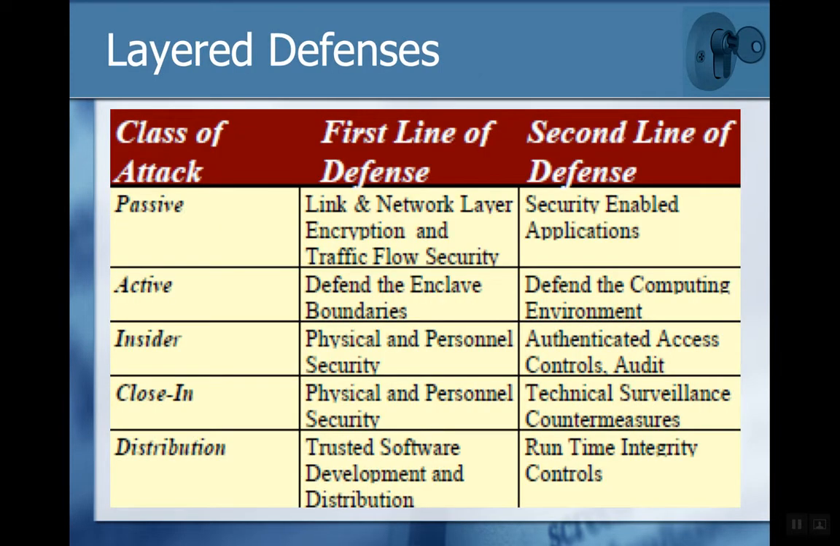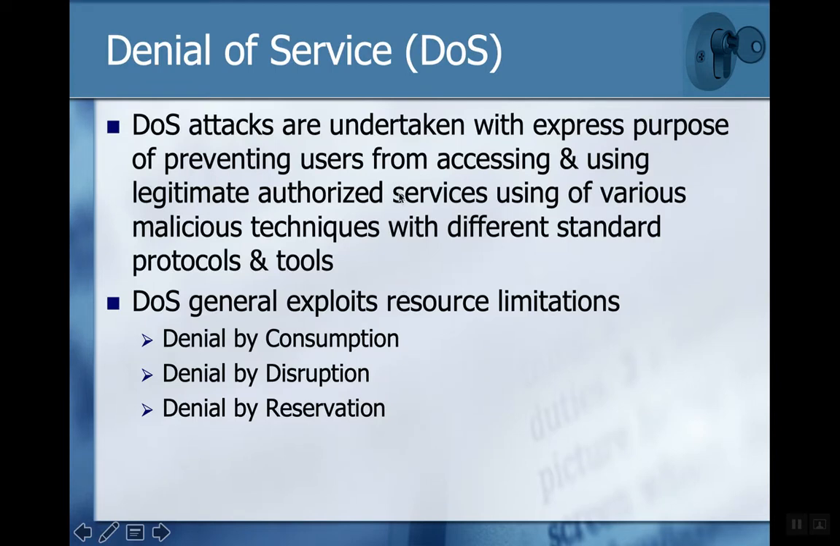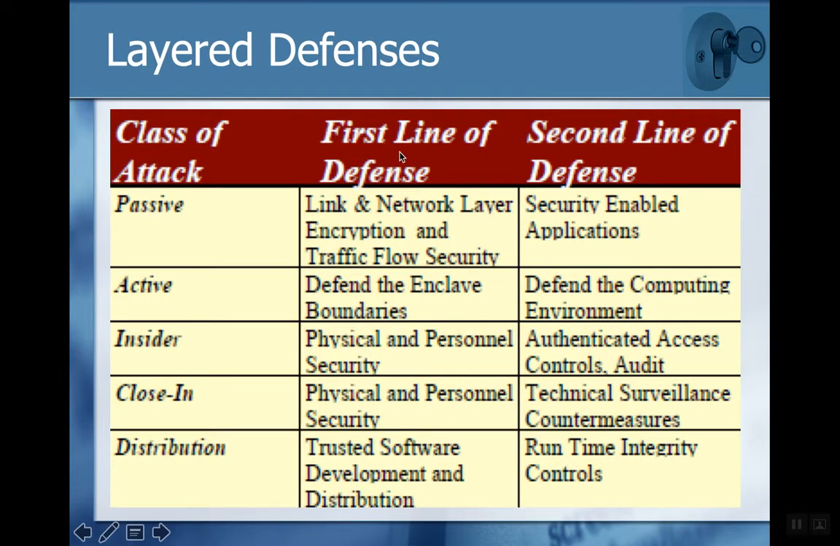The idea of a layered defense. Part of what we've got here is the different classes: passive, active, insider, close-in, distribution. There are different things we can do. So we have a line of defense, like an initial line of defense. However, the challenge is a single line of defense may or may not be adequate. And in most modern security models, what we would call a hard exterior shell, but not providing secondary defenses, is not a best practice.